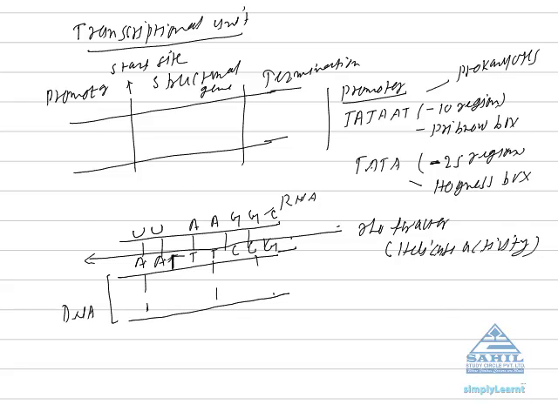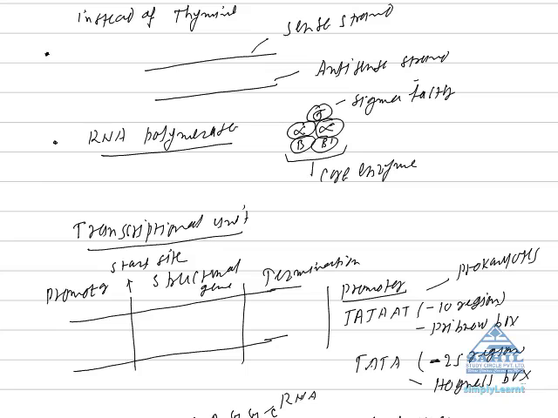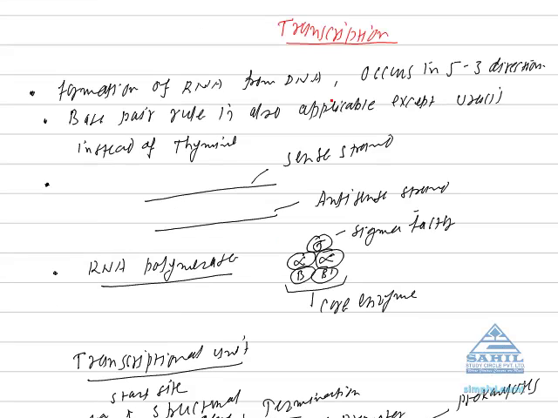Transcription. Transcription means formation of RNA on DNA template. Like replication, the direction of transcription is also 5' to 3'. Like replication, the base pair rule is also applicable in case of transcription. The only exception is that instead of thymine, it is uracil, because thymine of DNA is replaced by uracil in RNA.